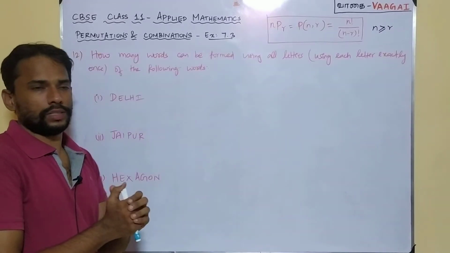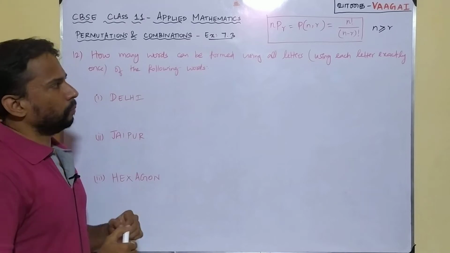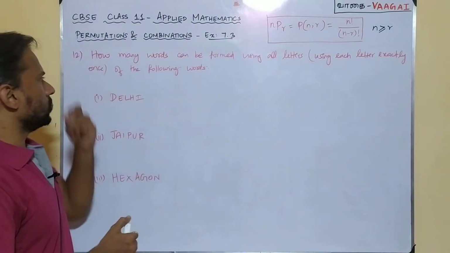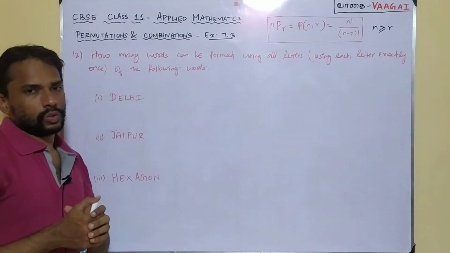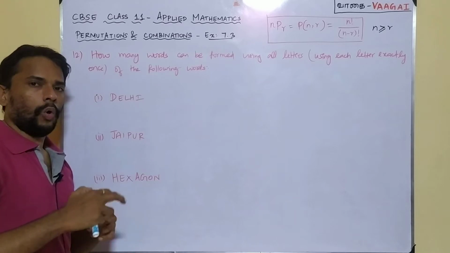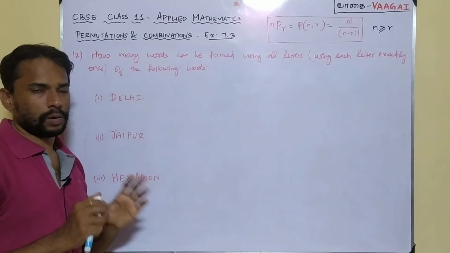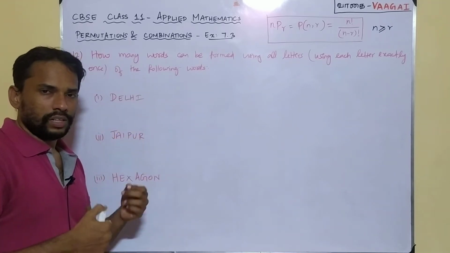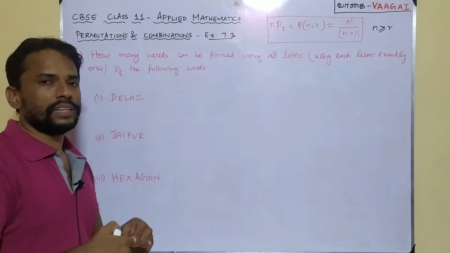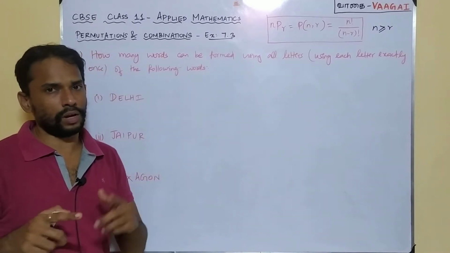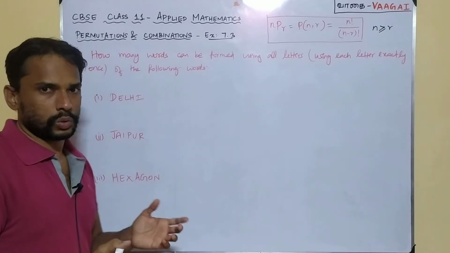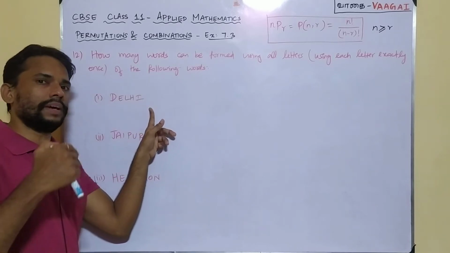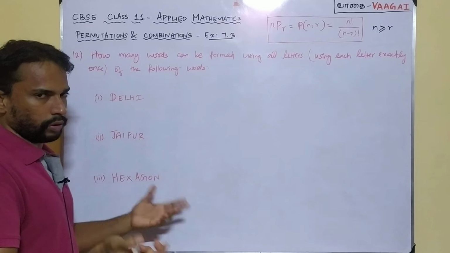Next we have question number 12. How many words can be formed using all the letters, and using each letter exactly once, of the following words? So with the given words, how many words can we form? The question is asking a very simple task. Using the letters of the words, in how many different ways can we rearrange these letters and form new words? This is what they are asking us to find. And we need to use all the letters, exactly once, without repetition.